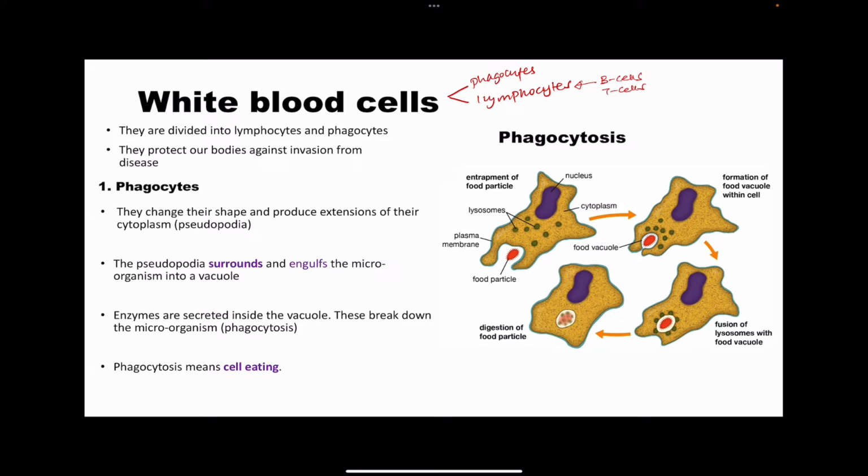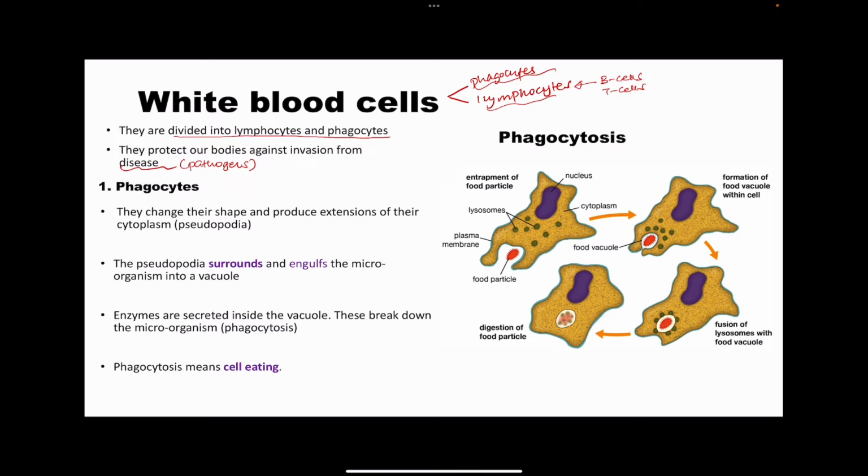In this video, I'm just subdividing them into the simplest possible parts, which are phagocytes and lymphocytes, and that will be it. So white blood cells are divided into lymphocytes and phagocytes, and they protect our bodies against invasion from pathogens. I would say from disease or pathogens. Usually pathogens are disease-causing organisms.